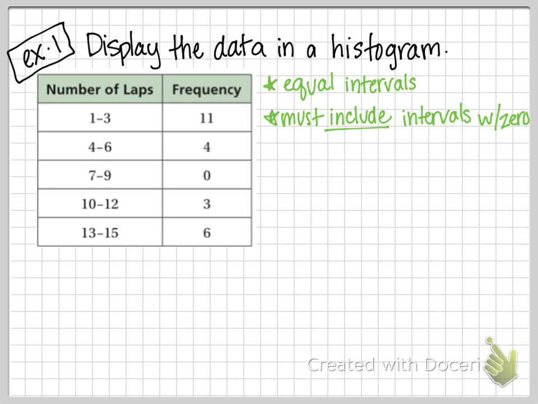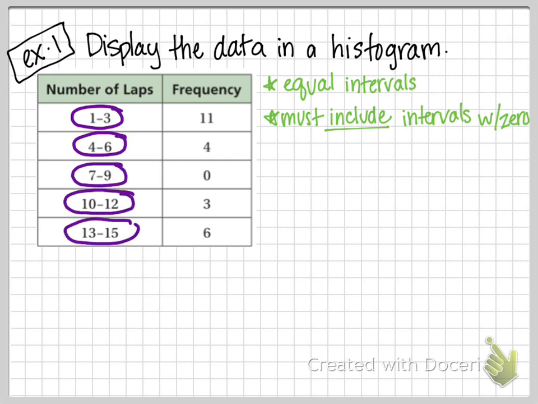It says display the data in a histogram. So you'll be given a set of data. You'll be given the ranges. Okay, and this is what we're going to use for our histogram. Okay, these are going in sets of 3, right? 1, 2, and 3, 4, 5, and 6. So each of these are intervals of 3. And then it tells us the frequency that number came up.